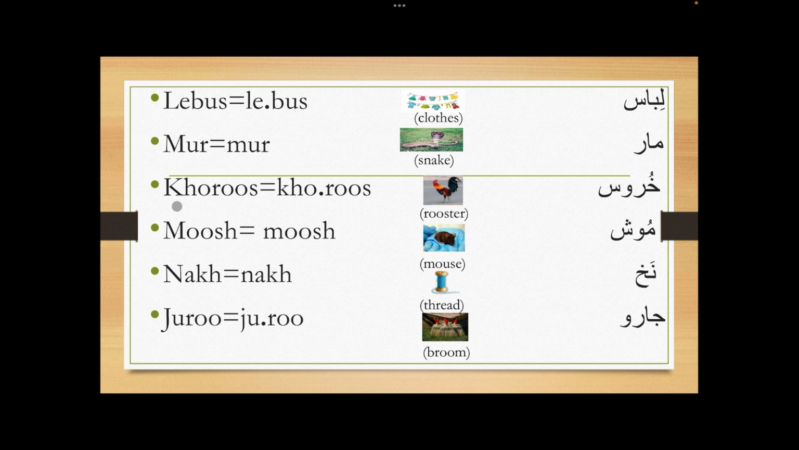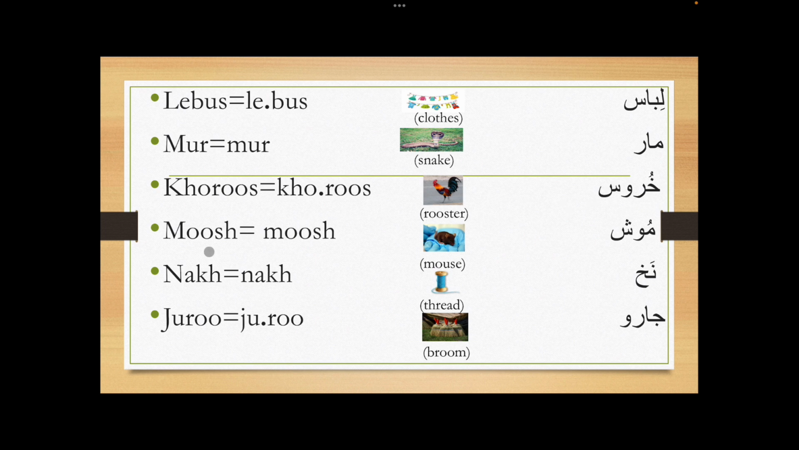And then how about this one? This one is, again, when we break it up, there's a slight emphasis on the R sound. So this is horus. So when you put it together, horus, which means rooster.